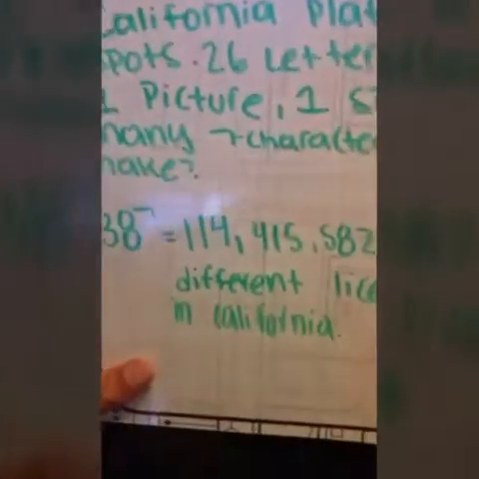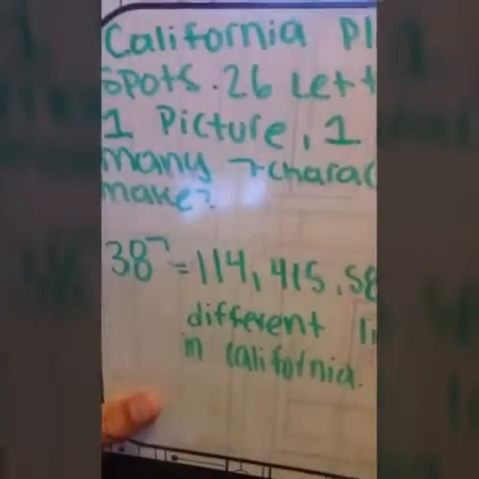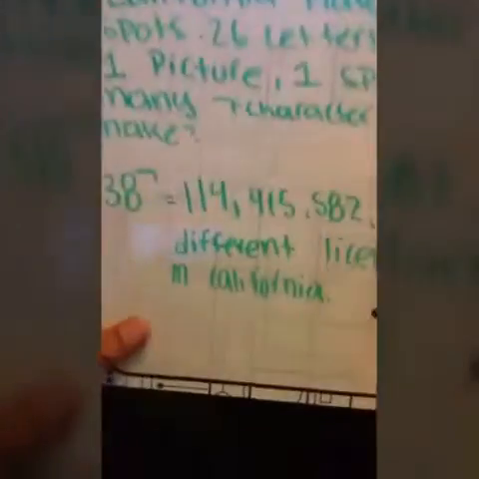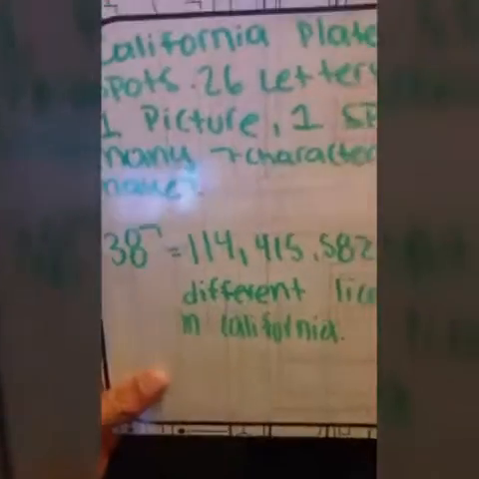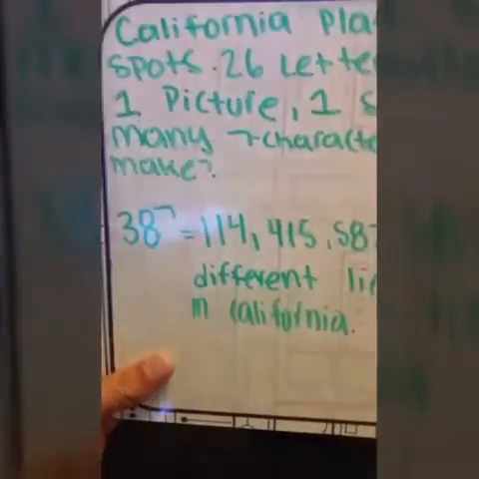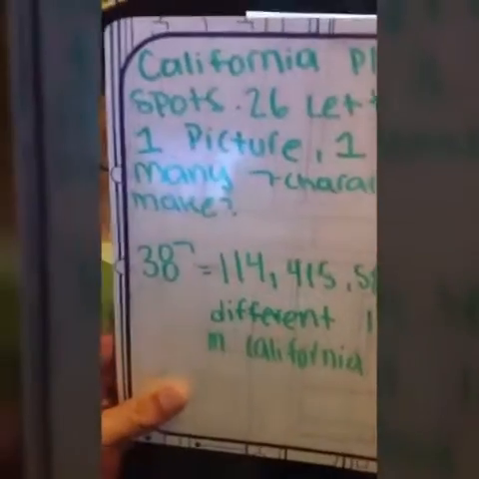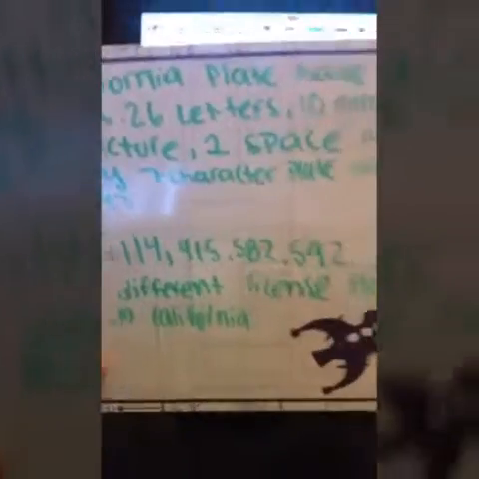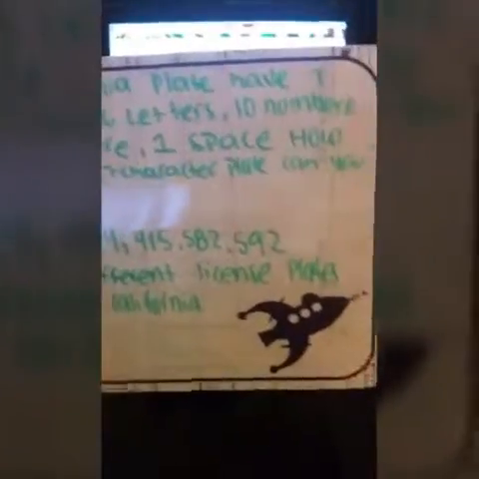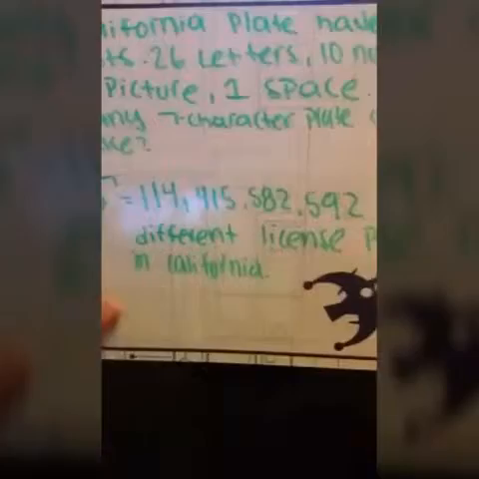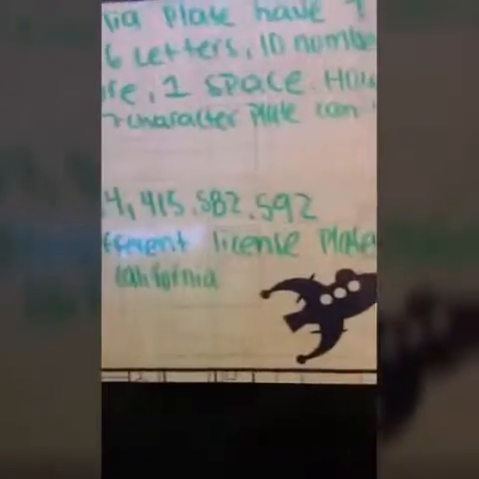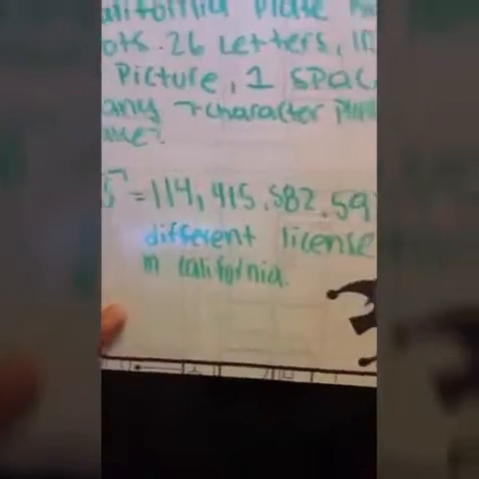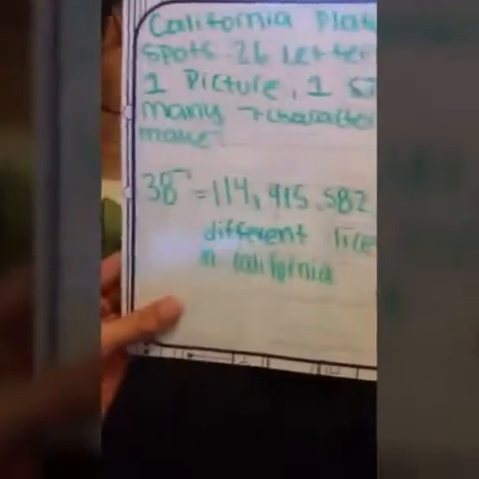Okay, so let's start with our first thing. Our first thing is fundamental counting principles. So first, by the way, I create these problems by myself. We're talking about license plates. So in California, a California license plate has 7 spots: 26 letters, 10 numbers, 1 picture, and 1 space. How many license plates of 7 characters can you create?